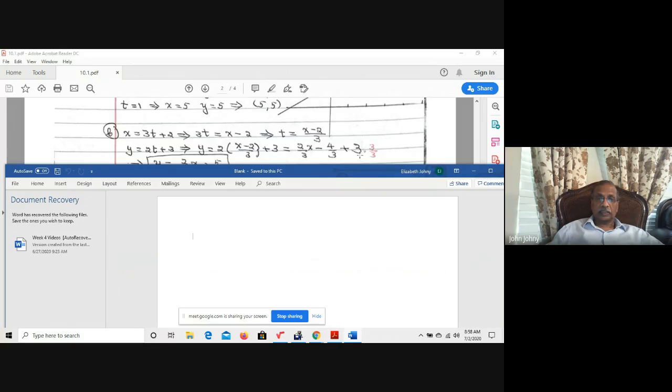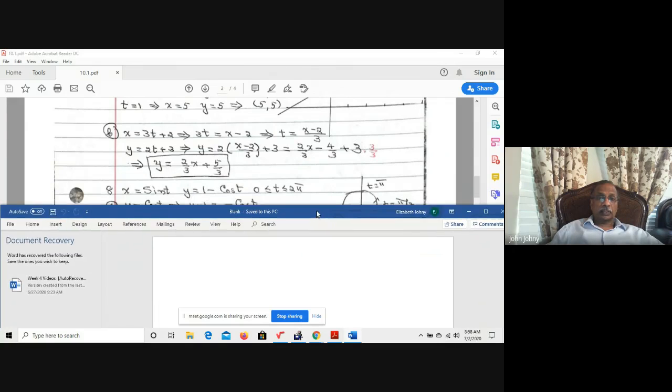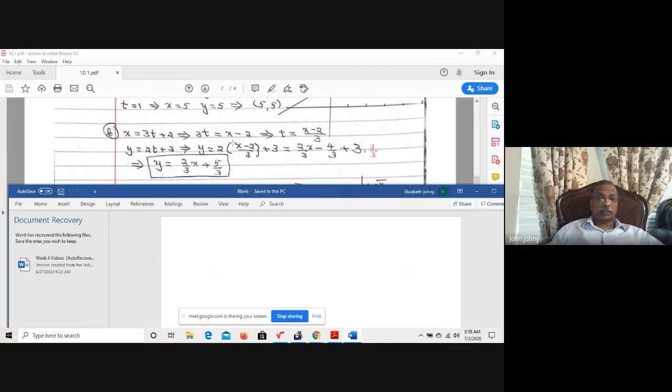We need a common denominator to add or subtract fractions, so multiply second number, that 3, by 3 over 3, which is a 1. So it becomes 2 over 3x minus 4 over 3 plus 9 over 3, because 3 times 3 is 9. 9 over 3 minus 4 over 3 is 5 over 3. So the equation is y is equal to 2 over 3x plus 5 over 3.